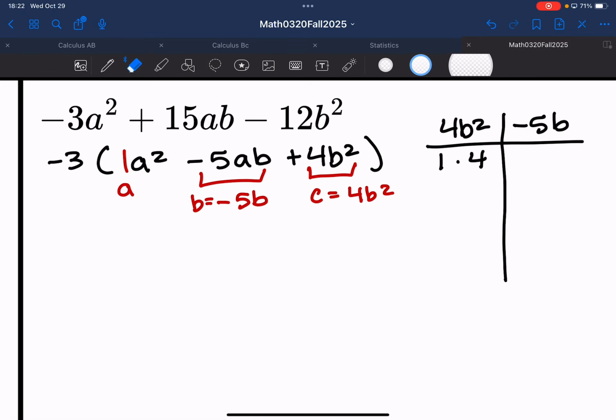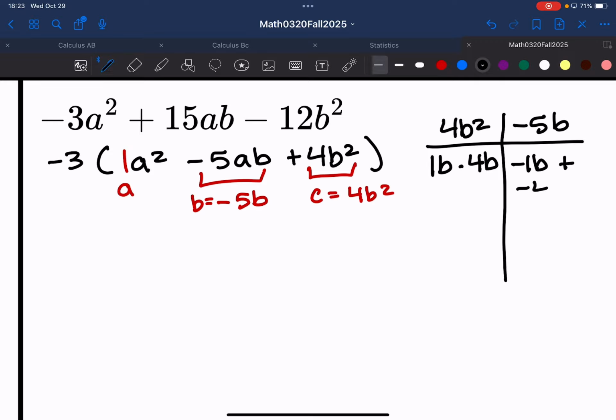But we don't just have numbers here. We have that extra b. So this would be 1b times 4b, because that would give us 4b squared. Which means if we make them both negative, negative 1b plus negative 4b gives us negative 5b. So these are the numbers that we are going to place inside of our parentheses.